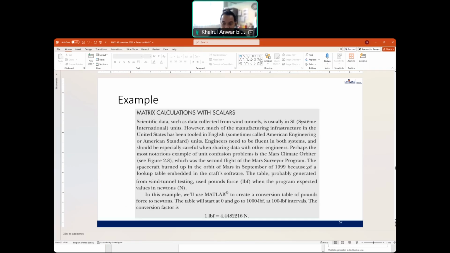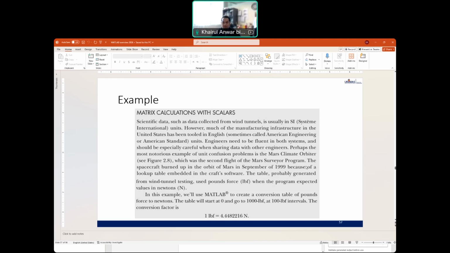For example, scientific data such as data collected from wind tunnels is usually in SI units. However, much of the manufacturing infrastructure in the United States has been done in English units, sometimes called American Engineering or American Standard Units. They need to be fluent in both systems and should be especially careful when sharing data with other engineers.